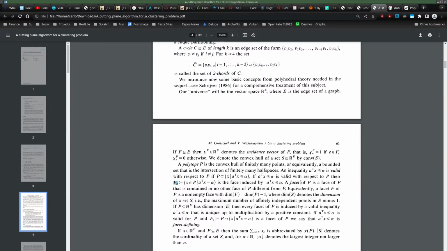Or they call it a facet. So a facet of P is a face of P that is contained in no other face of P different from P. I cannot wrap my head around it. What is that saying?